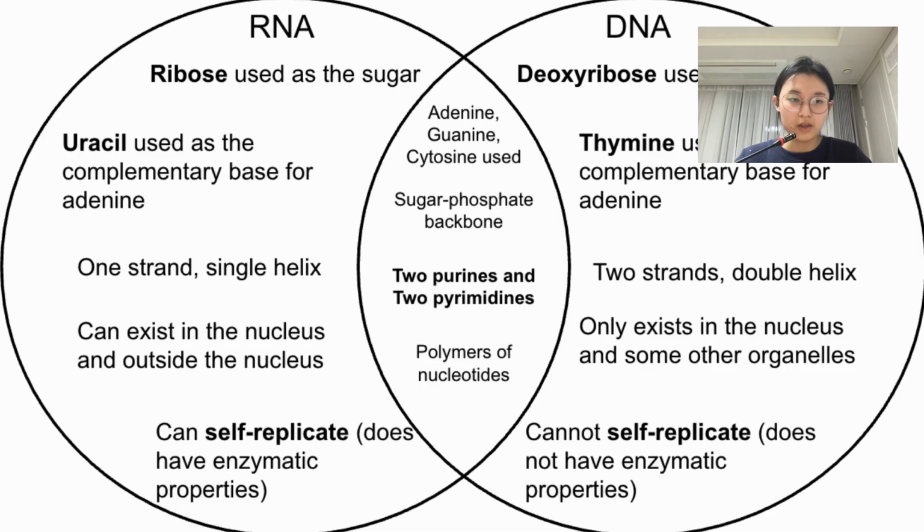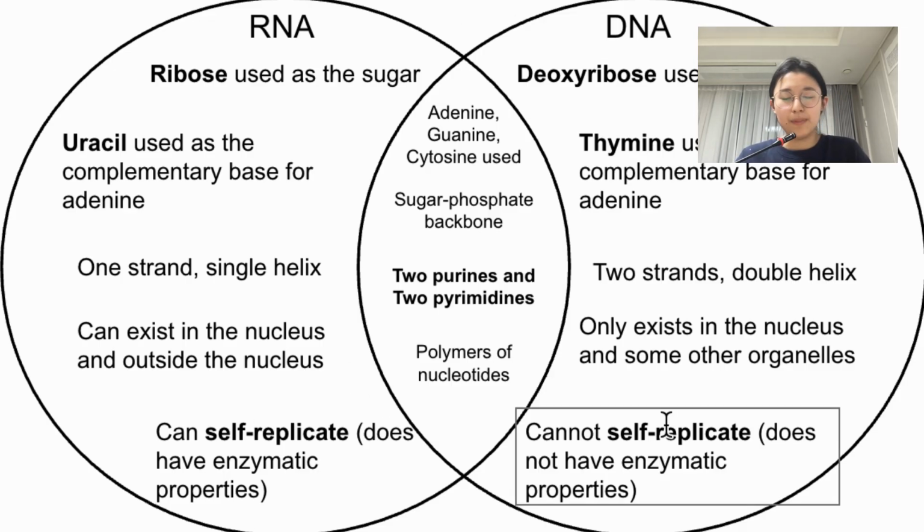The fourth difference is regarding the location of these respective nucleic acids. RNA can be found within the nucleus and even outside the nucleus because it's involved in processes like gene expression, and it can occur in multiple compartments. However, DNA is often confined to the nucleus and some organelles as well, and this is because of its role of having to preserve and store genetic information.